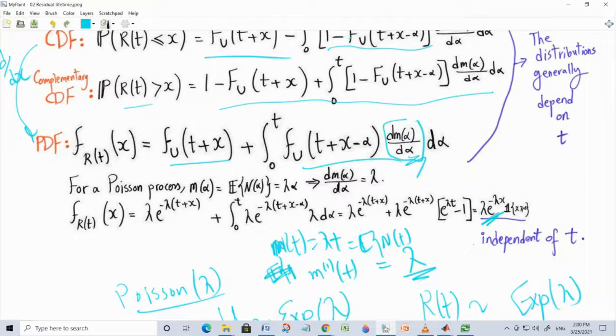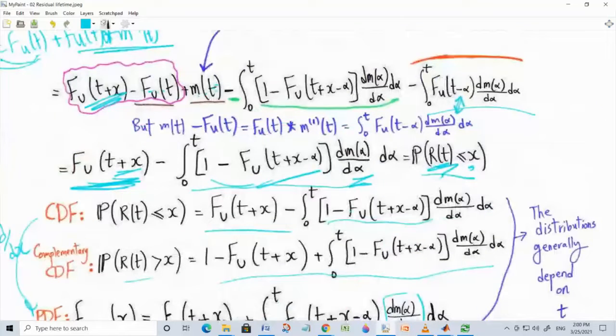If your process is a Poisson process, the residual time till the next arrival has a PDF that is exactly the PDF of the time between two successive arrivals, which is the exponential lambda, and this is independent of the time of inspection, small t. But for a general renewal process, things will depend on small t.